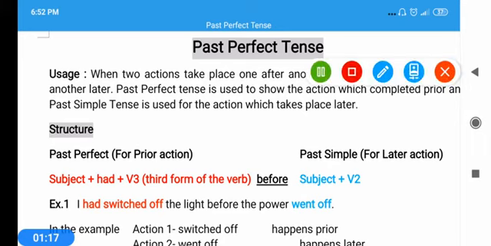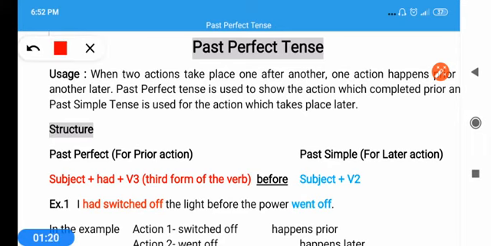Now the next one is past perfect tense. See, past perfect tense is not used alone. It is never used with had plus V3 alone. There are conditions for using this past perfect tense. Students are very much confused about past perfect tense, and very frequently wherever there is past, they use had plus V3. But had plus V3 is not used alone. It is used with a follow-up sentence.